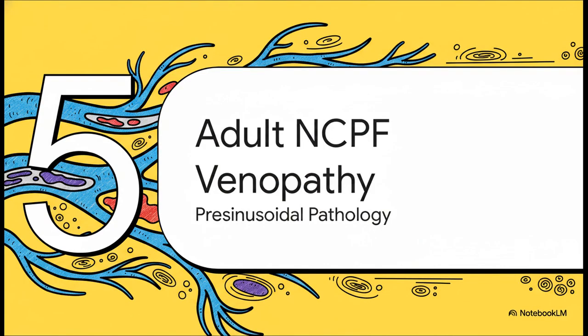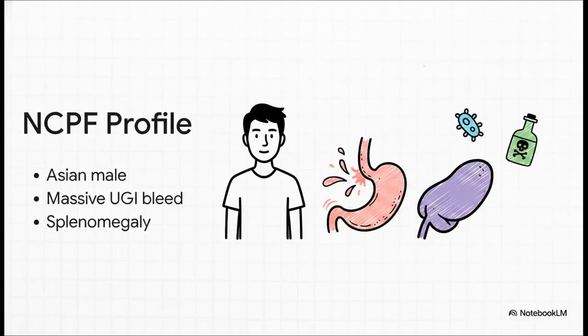Let's shift slightly downstream now to the intrahepatic presinusoidal third-order portal vein in Section 5, NCPF, adult presinusoidal venopathy. Non-cirrhotic portal fibrosis, or NCPF, is effectively the adult counterpart to EHPVO. The classic demographic is a young Asian male, typically 20 to 40 years old. Like EHPVO, they present with massive upper GI bleeding and massive splenomegaly. The exact etiology remains unproven, though there are academic associations with E. coli infections, arsenic exposure, and hypervitaminosis A. And just like our pediatric patients, the risk of developing cirrhosis here is almost negligible.